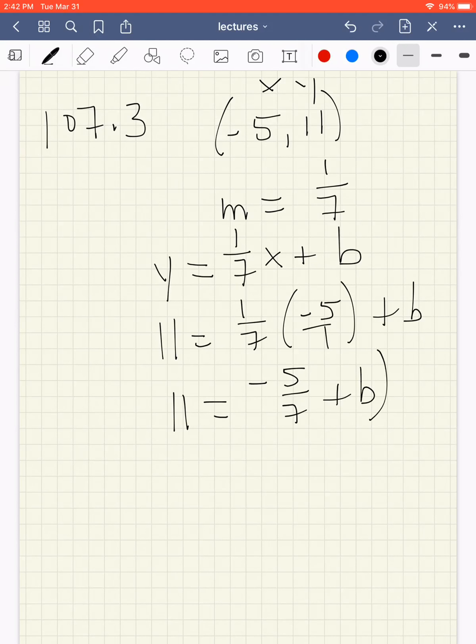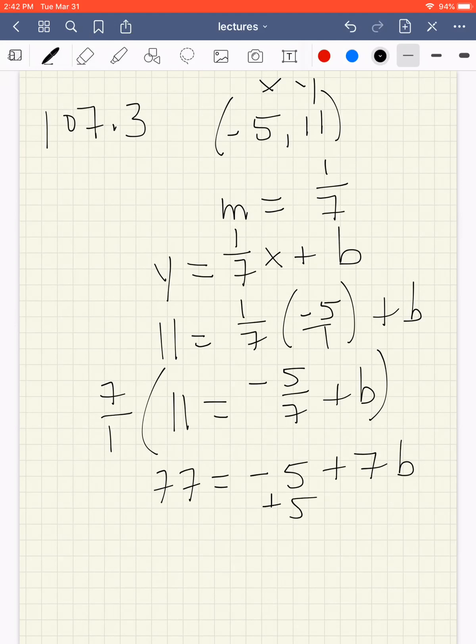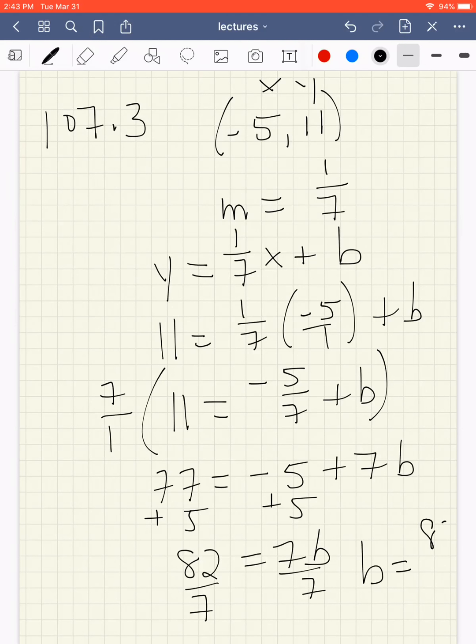If we want to get rid of those fractions, we know by now to multiply through by the common denominator. So 77 equals negative 5 plus 7b. Get rid of that 5, so add 5 to both sides. 82 equals 7b. Divide both sides by 7. So b is equal to 82/7. And we take that and put it right here to get the equation. So y equals 1/7 x plus 82/7.